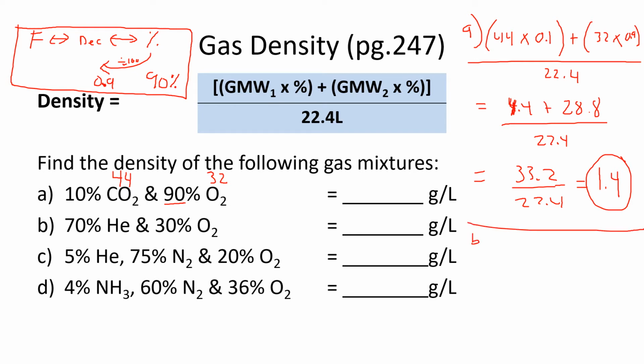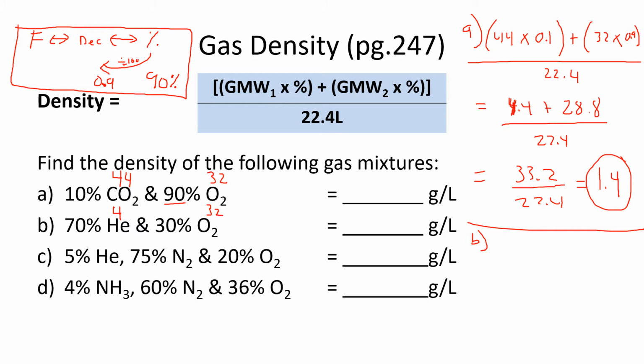So let's do B. Helium, what is the atomic mass of helium? Not the number, atomic mass. Look at your periodic table. What's the mass of helium? Upper right, top one. All right, 4. And then oxygen's 32.